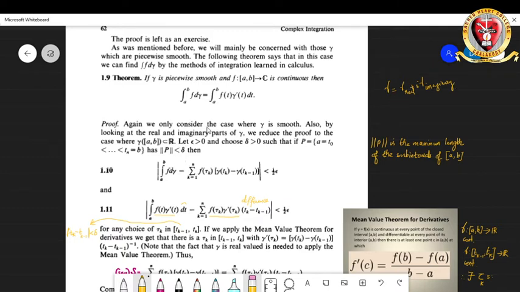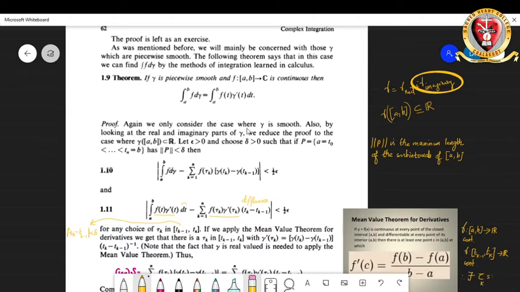So for making our proof go in an easy manner, we are considering that gamma of the closed interval [a, b] is lying completely inside R. Right, that means I am just leaving out the imaginary part. I am saying that this gamma is only taking values from R. Okay, so that is one consideration.